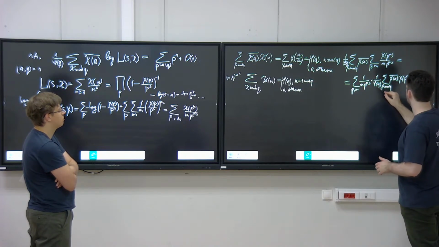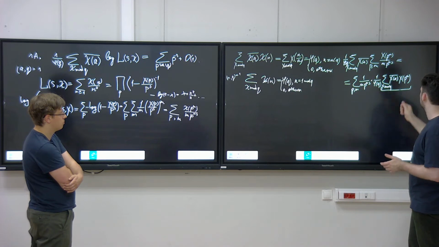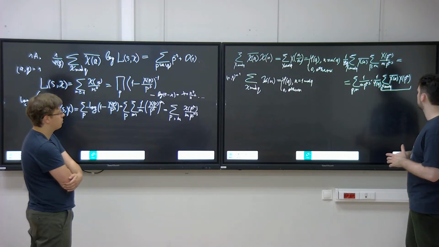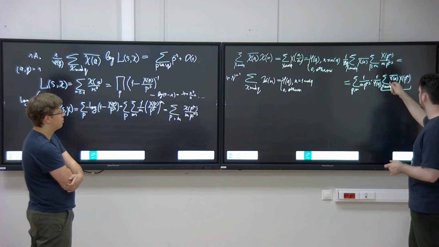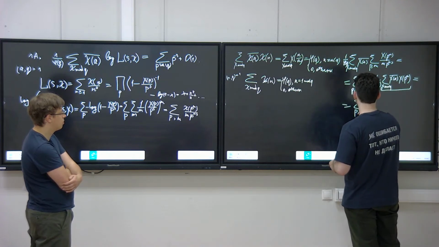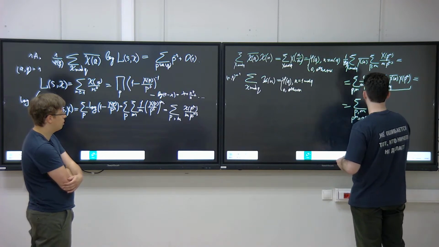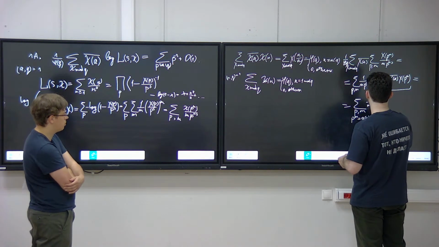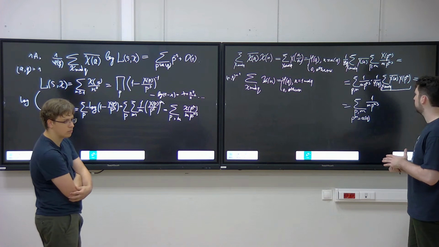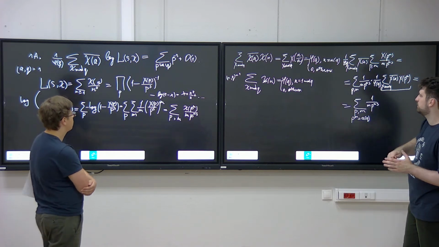Значит, если a и p в степени m сравнимы по модулю q, то это будет фи от q. Мы можем эту сумму записать как сумму по p и m таким, что p в степени m сравнимо с a по модулю q, 1 делить на m, p в степени ms. И это, кажется, должно дать сумму p в степени минус s плюс O от единицы.